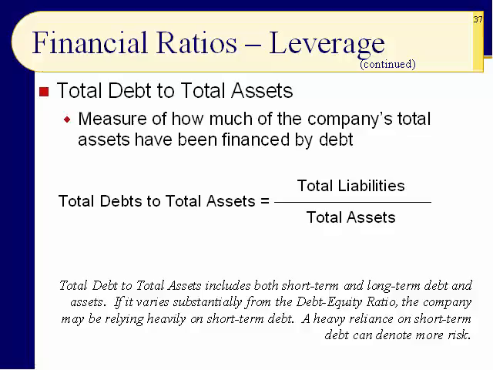But again, in the car business, if it varies substantially from the debt to equity ratio, the company may be relying heavily on short-term debt. A heavy reliance on short-term debt can denote more risk, unless, in the case of Ford, you can pay it all off because you have plenty of cash on hand, which they do. So in this case, it's not a problem for Ford.